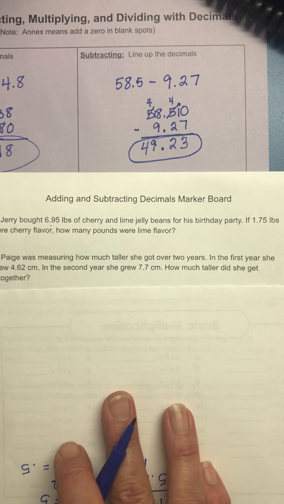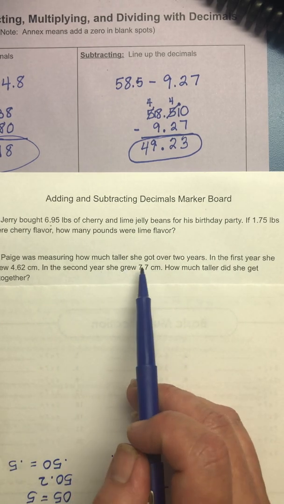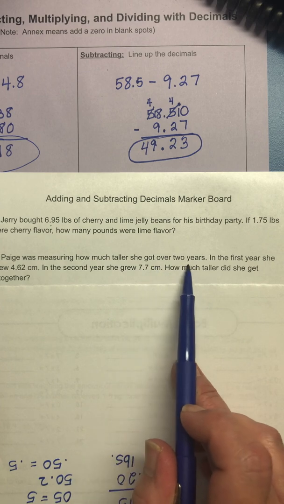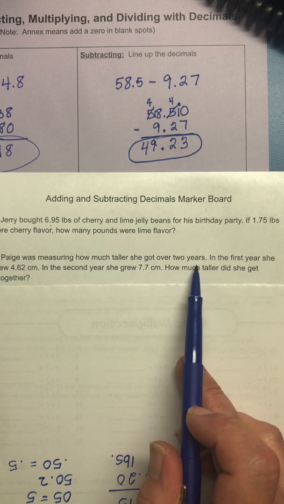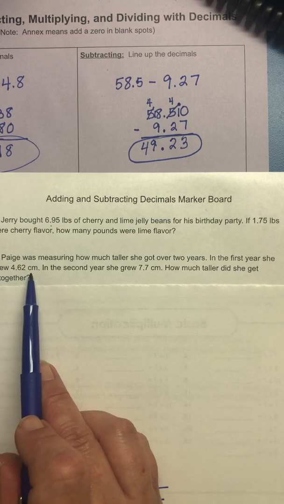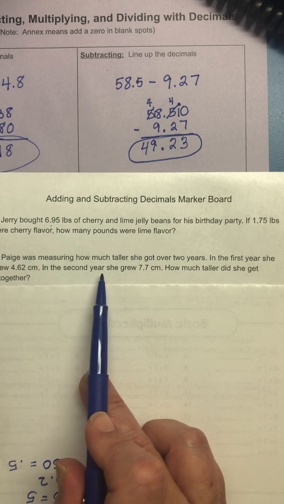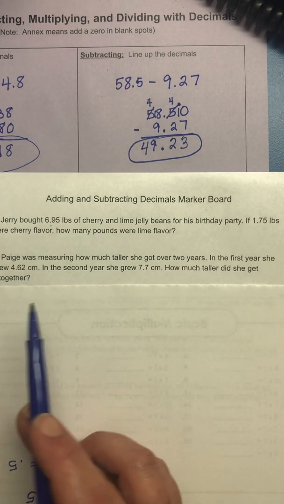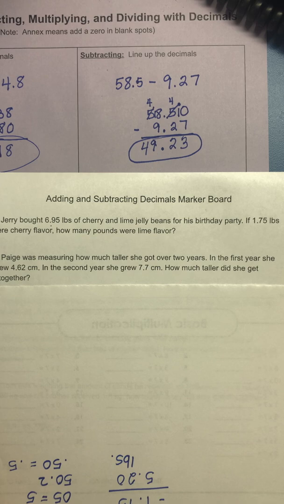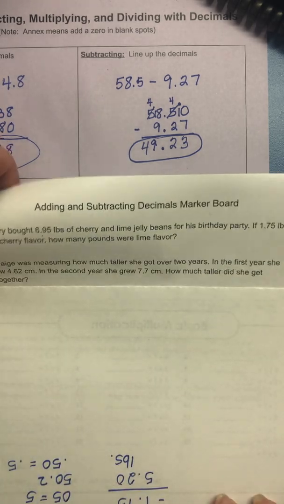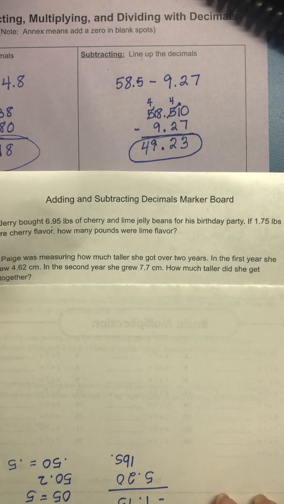Okay? Paige was measuring how much taller she got over 2 years. Okay, she's measuring how much taller she got over 2 years. See how I repeat the problem sometimes? All right, I understand that. Let's go on. In the first year, she grew 4.62 centimeters. In the second year, she grew 7.7 centimeters. How much taller did she get altogether? Altogether. Does that mean add or subtract? I'd say altogether means you're putting something together. You're adding them together. So we're going to go ahead and do that problem in our notes.